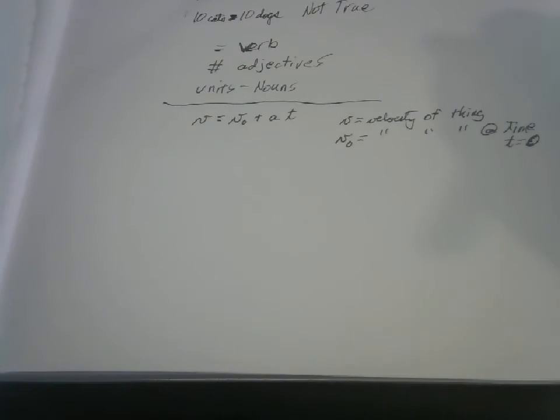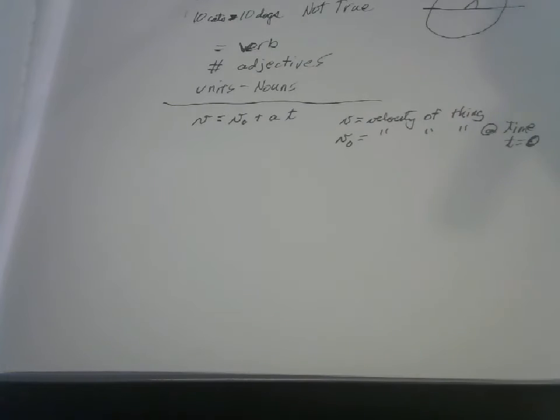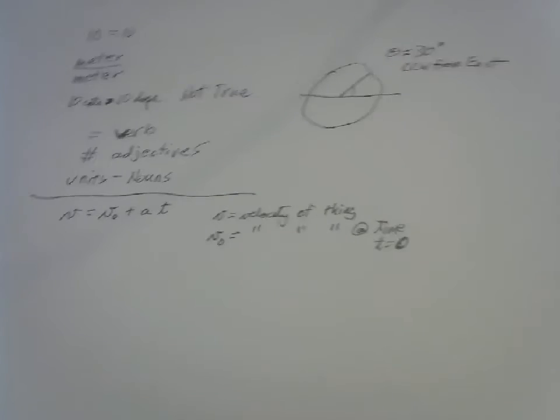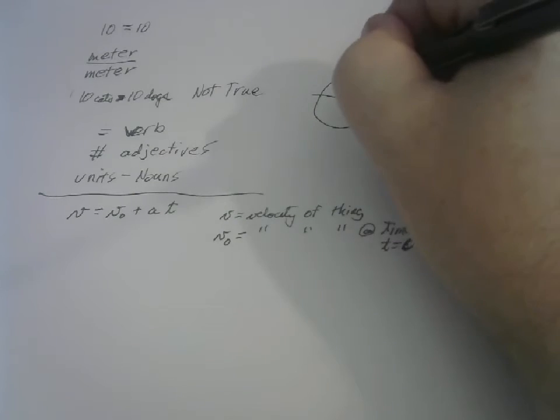Let me show you a counterexample. Here is a circle. Here's a direction. Somebody tells you that direction is theta equals 30 degrees. Well, that's going to be true, 30 degrees, if it is counterclockwise from east. Okay, let me put that on the screen for you. That angle there is 30 degrees if you measure it counterclockwise from east.